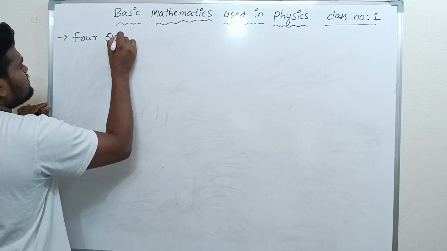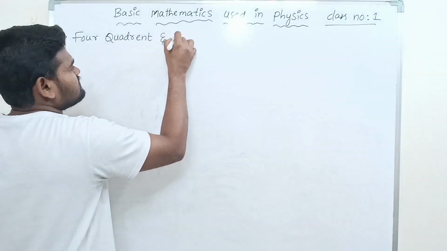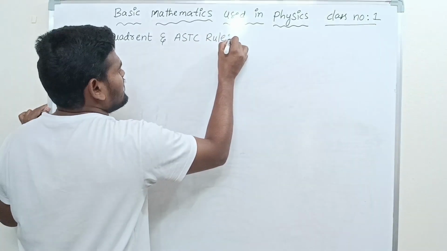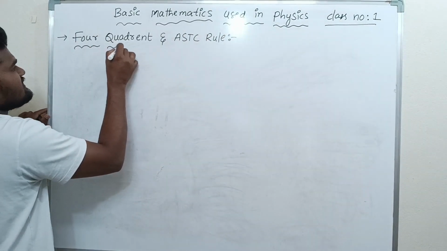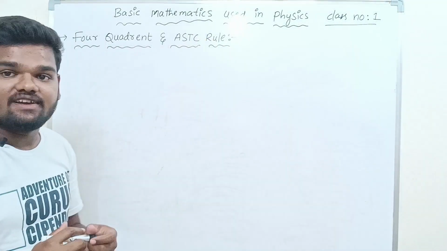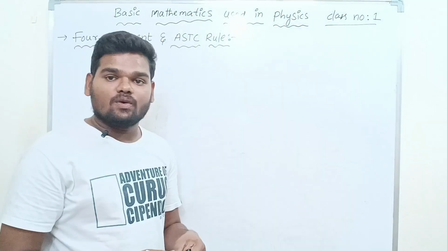4 quadrants, and the ASTC rule. What is ASTC? A stands for all, S stands for silver, T stands for tea, and C stands for cups. Have a look, 4 quadrants.